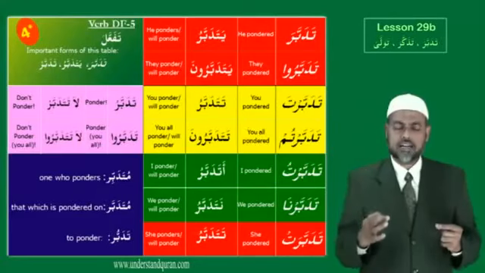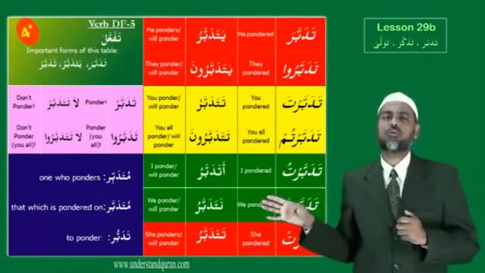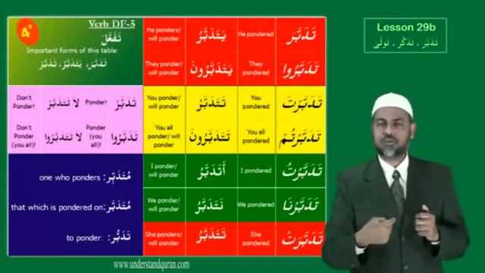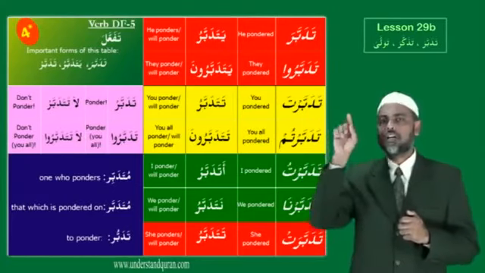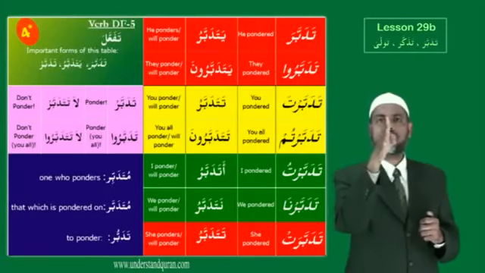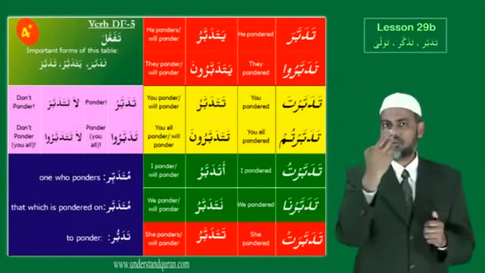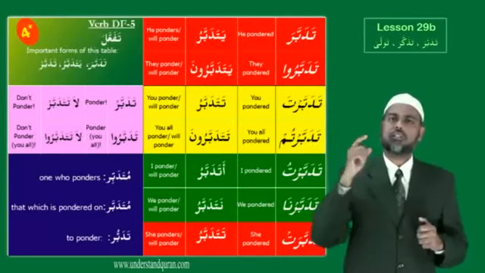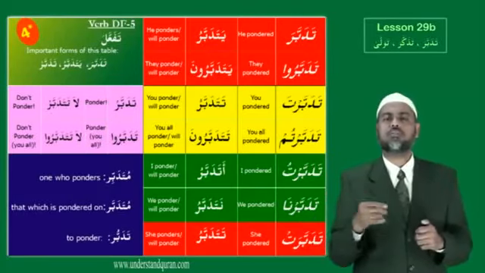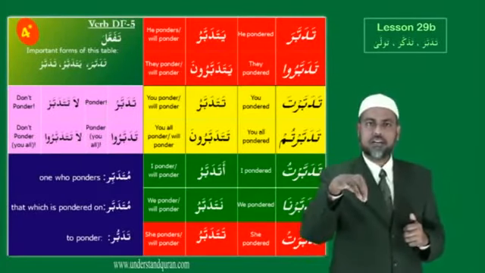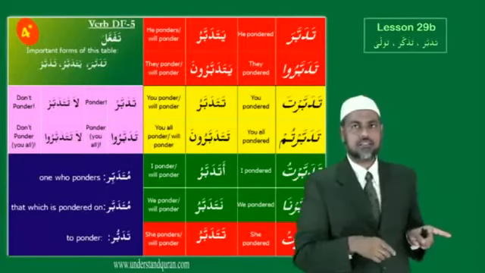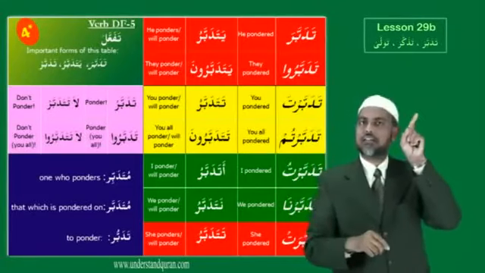Now repeat after me in Arabic. Tadabbara, tadabbaru. Tadabbarta, tadabbartum. Tadabbartu, tadabbarna. Yatadabbaru, yatadabbaruna. Tatadabbaru, tatadabbaruna. Atadabbaru, natadabbaru. Tadabbar, tadabbaru. La tatadabbar, la tatadabbaru. Mutadabbir. Mutadabbar. Tadabbur. Huwa tadabbara, hiya tadabbarat. Huwa yatadabbaru, hiya tatadabbaru.